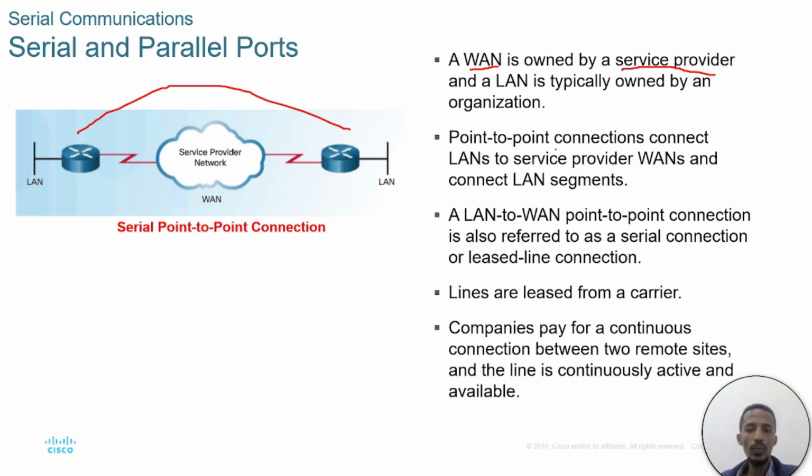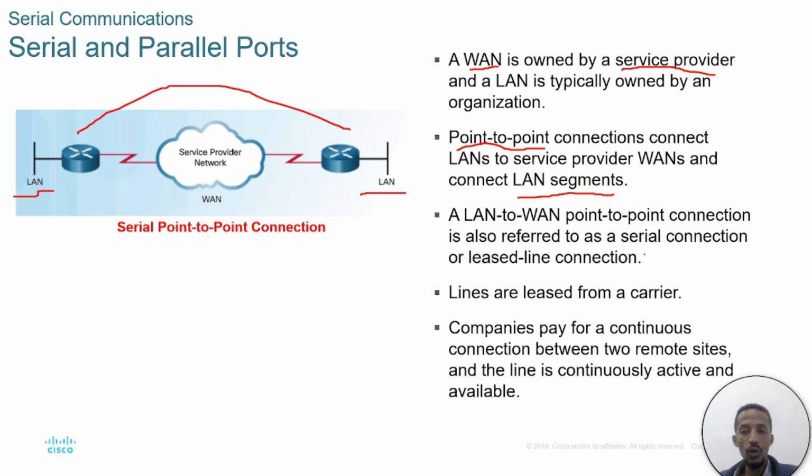So point-to-point connections enable you to connect. Here you can see you have one LAN, and here you have another LAN. There are multiple options to connect one LAN and another LAN, which we have already discussed with the concept of WAN. One of the mechanisms of connecting these two is called what? Point-to-point connection. A point-to-point connection can enable us to connect two different LAN segments using the service provider network.